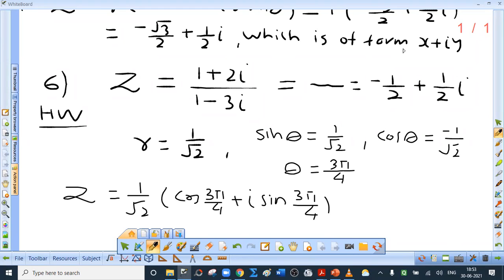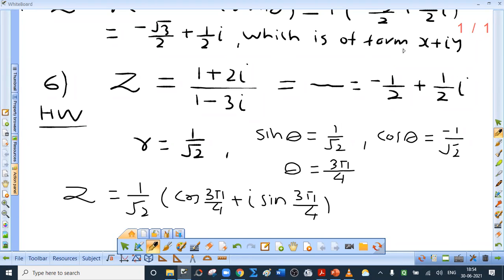So on simplification, you get minus half plus half i. So r comes out to be 1 by root 2. Sin theta is 1 by root 2, cos theta is minus 1 by root 2. So theta, basically the point representing the complex number, lies in which quadrant? X coordinate is negative, y coordinate is positive. So second quadrant, use common sense.